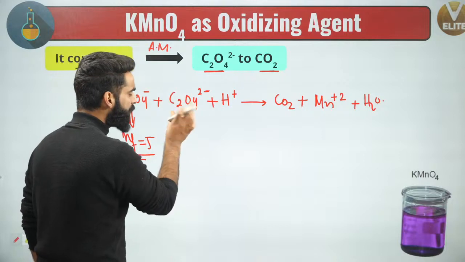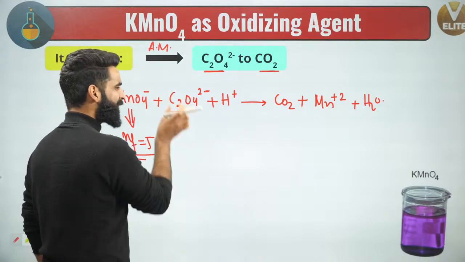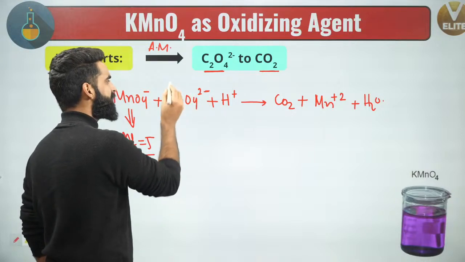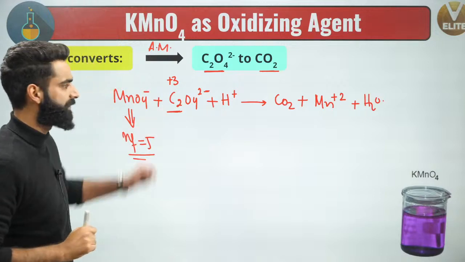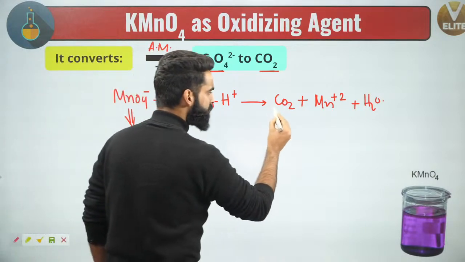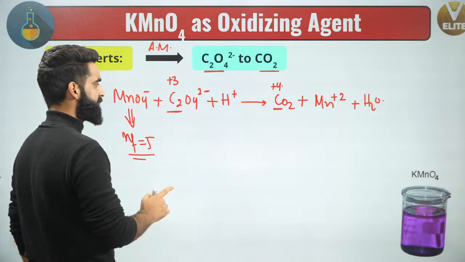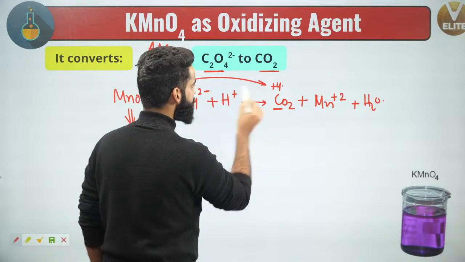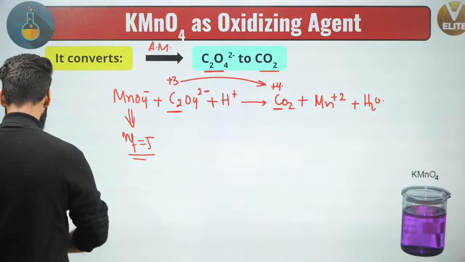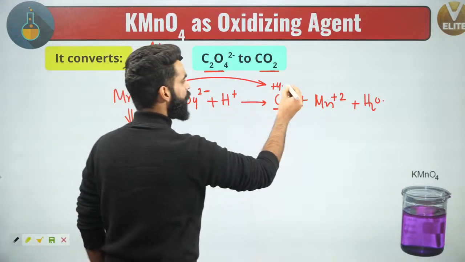See guys, first of all, if I want you guys to calculate the oxidation state of this carbon right here, you can calculate it. 2x minus 8 is equal to -2. You will get the value of x as +3. So this +3 is the oxidation state of carbon in this oxalate. What about the oxidation state of this carbon right here? Isn't it going to be +4? So I can simply say oxidation state of carbon is changing from +3 to +4. This is the initial oxidation state of carbon. This is the final oxidation state of carbon.